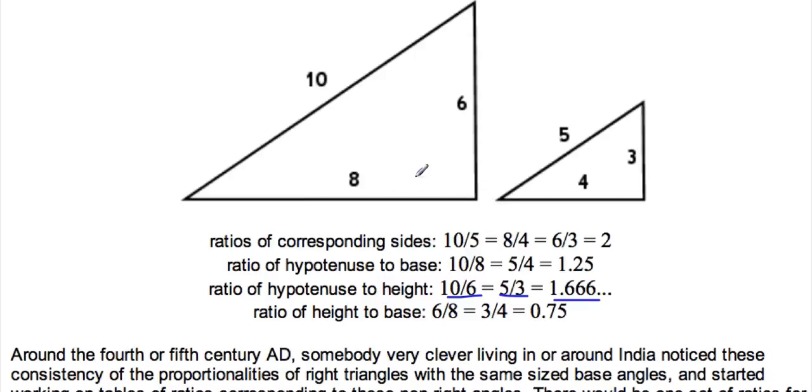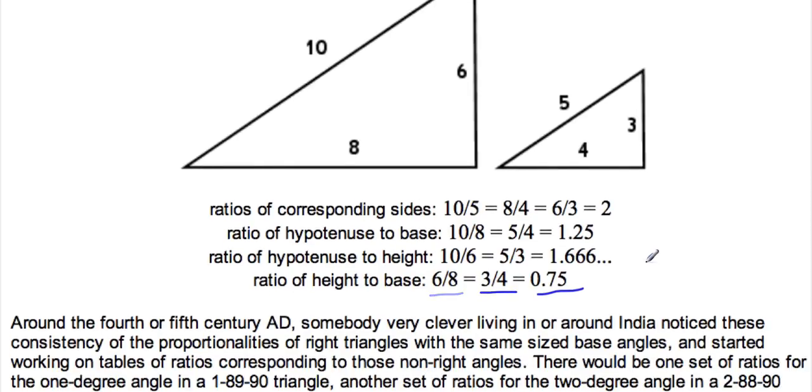And finally, look at the ratio of the height to the base, 6 over 8 and 3 over 4, which have a ratio of 0.75. So what does this tell us?